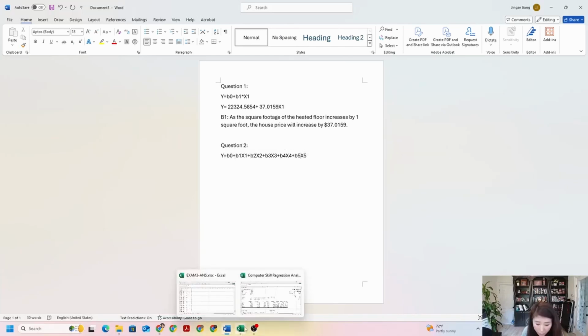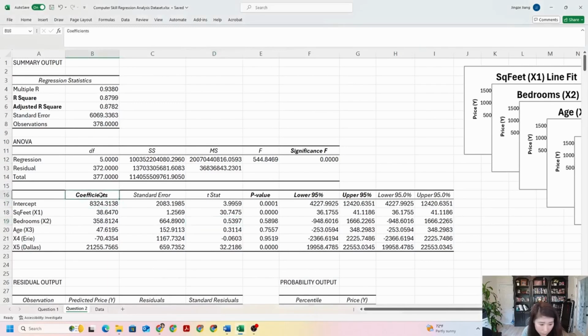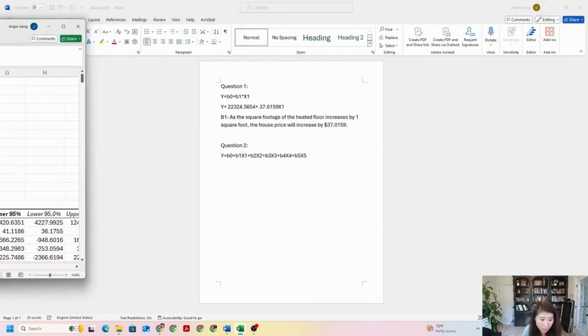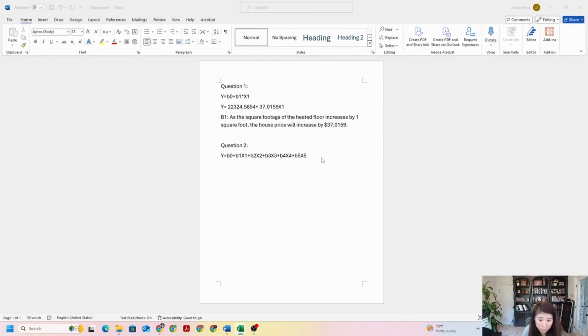We just need to identify where they are in Excel. So here they go. These are the values we need to use to fill in my equation. This is my B0, B1, B2, B3, B4, B5. Okay, so let me type those values down. For question number 2, my equation should equal B0, 8324.3138. When you work on the homework, make sure to understand how many decimal places they are looking for. In this one, we didn't specifically ask for the number of decimal places, therefore I'm just using 4.